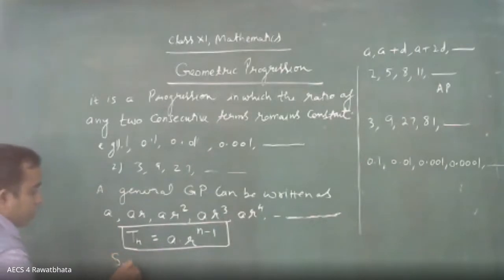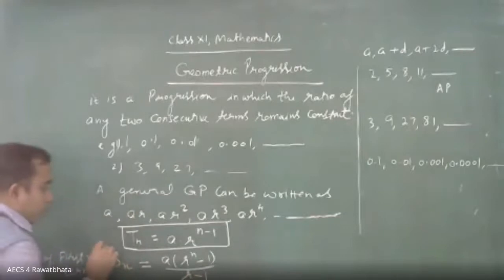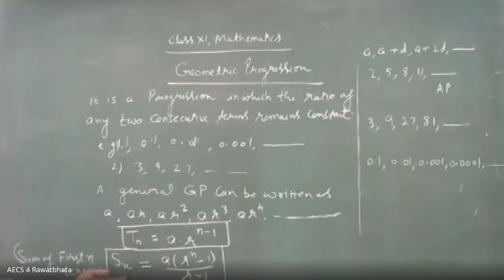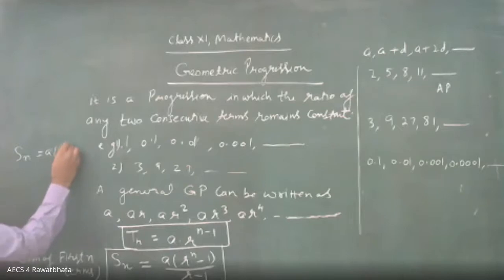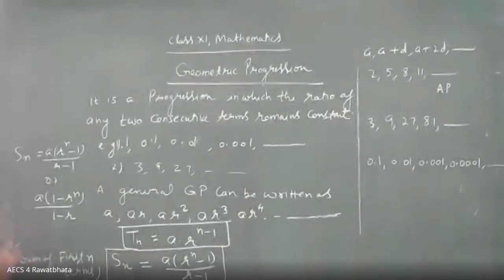And the sum of first n terms, Sn, is given by a into r raised to power n minus 1, whole upon r minus 1. While discussing the principle of mathematical induction, one question was there in which this formula appeared. Is it visible to you? Otherwise, here I am writing Sn is a r raised to power n minus 1 whole upon r minus 1. Or, taking minus common and cancelling, suppose r is lesser than 1, then instead of this, this can be used. Both are the same thing. Anything you can write.